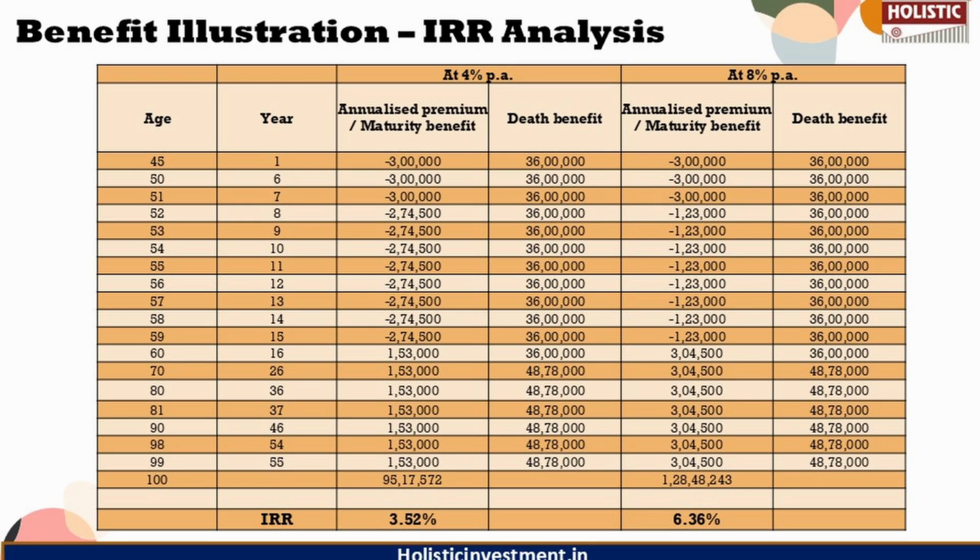If the policyholder survives for 100 years, the maturity benefit is payable. So the IRR under the 4% scenario is 3.52% and the IRR under the 8% scenario is 6.36%. These rates are calculated after considering the maturity benefit at the end of 100 years of age. So these returns in reality are not beneficial when considering a long-term investment.